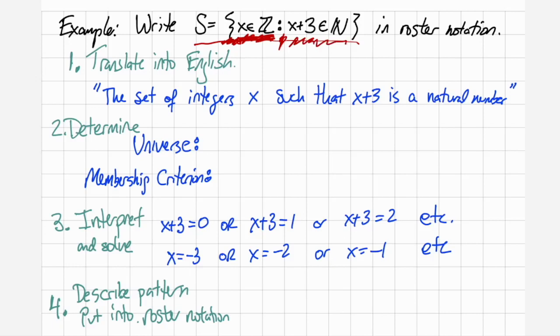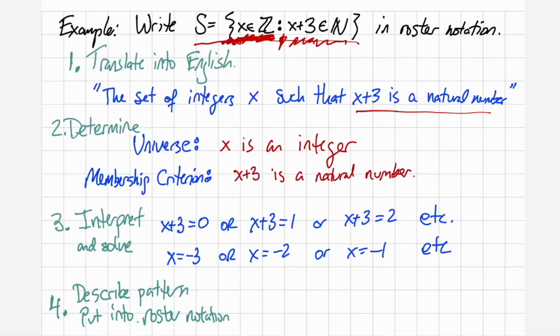From this, we need to determine what the universe is and what the membership criterion is. So the universe is that x is an integer. So we're only going to consider x's where x is an integer. But what makes x a good integer versus a bad integer? Well, this membership criteria right here is that x plus 3 is a natural number. Okay, so we understand what the universe is, we understand what the membership criterion is, so the next thing to do is determine what elements are in this set.